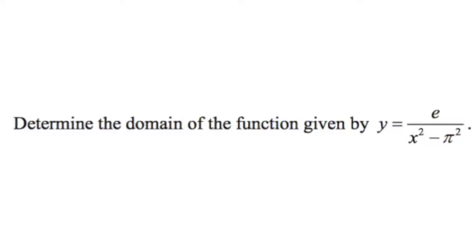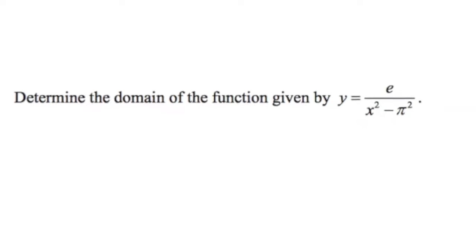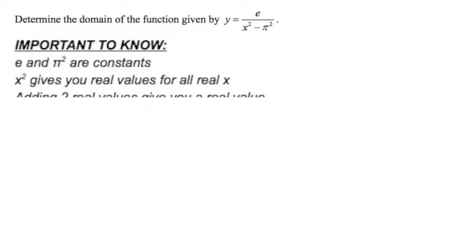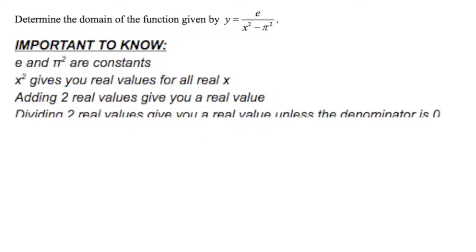So we need to determine the domain of the function given by y equals e over x squared minus pi squared. It's important to note that e and pi squared are constants. X squared will give you real values for all real x, and adding two real values will result in a real value as well.